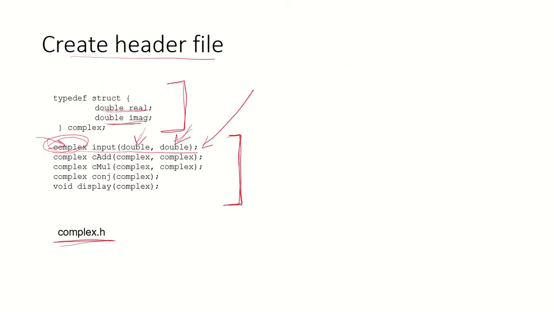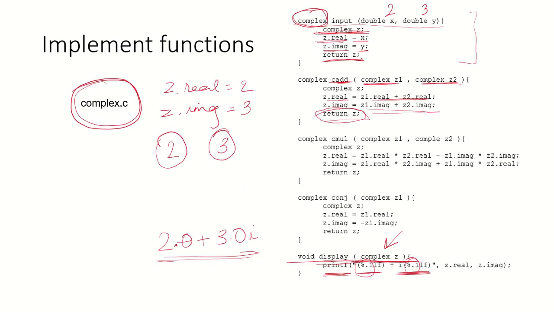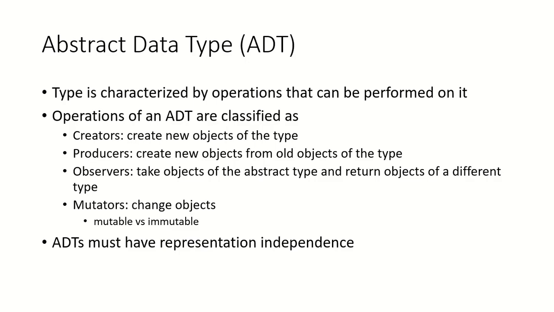So we have to create the header file, which will contain all the prototypes. We also have complex.c, which will contain the code for all the operations that we want to perform. An abstract data type is characterized by the representation, by the values that it can have, but most importantly by the operations that can be performed on it.